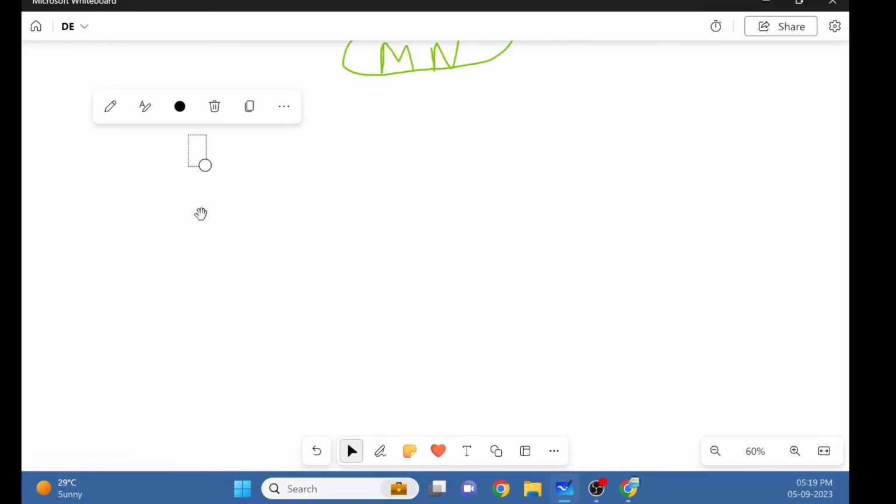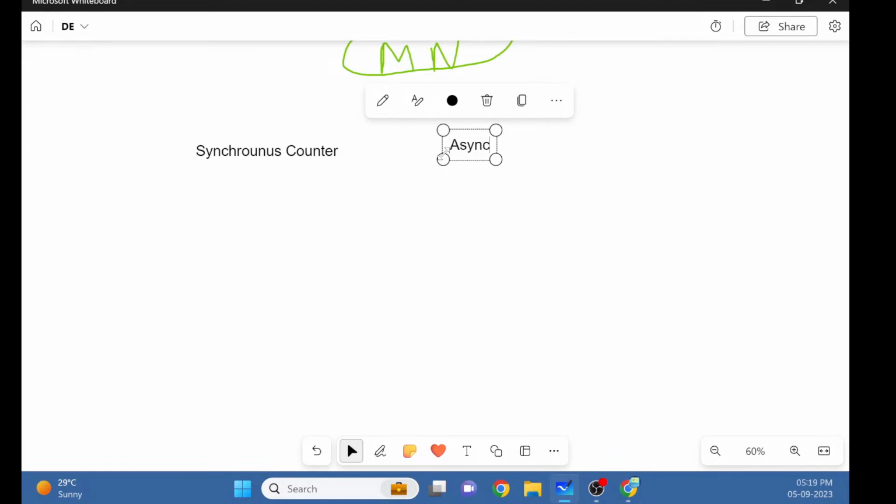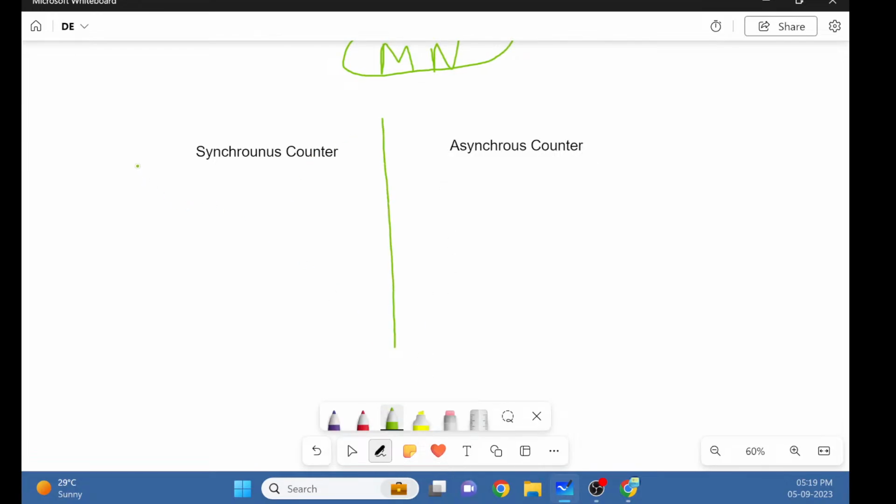Right? So let's classify. We all know that there are two types of counters. One is the synchronous counter, and what is the other one? The other one is asynchronous. Very good. The other one is the asynchronous counter. Now let's see what is the difference between a synchronous counter and an asynchronous counter.